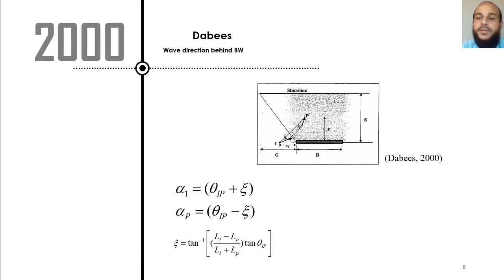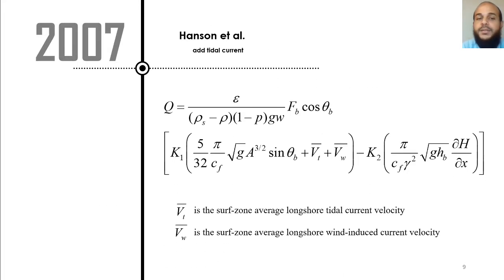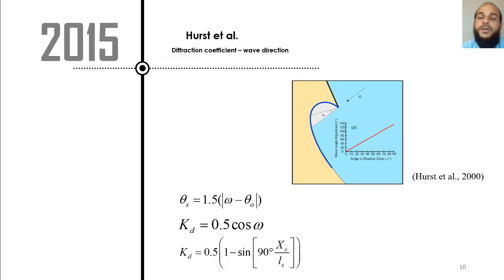In 2000, Kamphuis and Dabees provided formulations to calculate the diffraction coefficient behind breakwaters. And in 2000, Dabees, in his PhD thesis, introduced a new method to calculate the diffracted wave behind offshore breakwaters. In 2007, Hanson et al. added the tidal current or wind-induced current to the longshore sediment transport. And Hurst in 2015 introduced two formulations to calculate the diffraction coefficient in the shadowed zone and in the transition zone, which is still affected by diffraction.